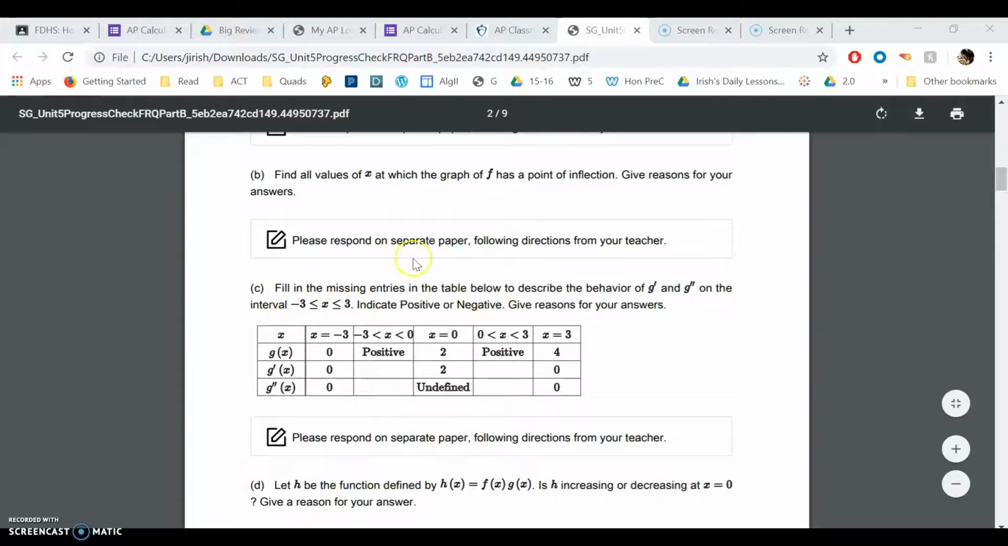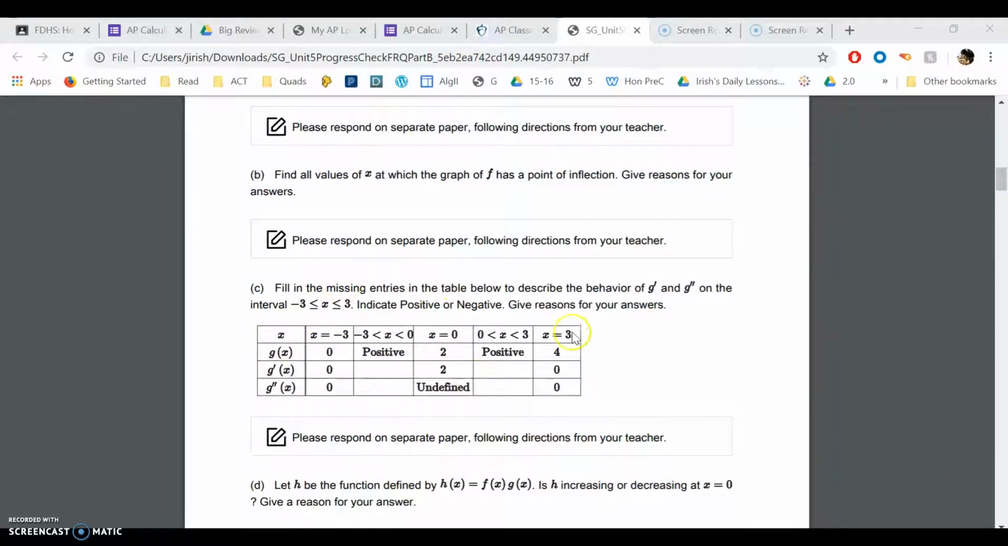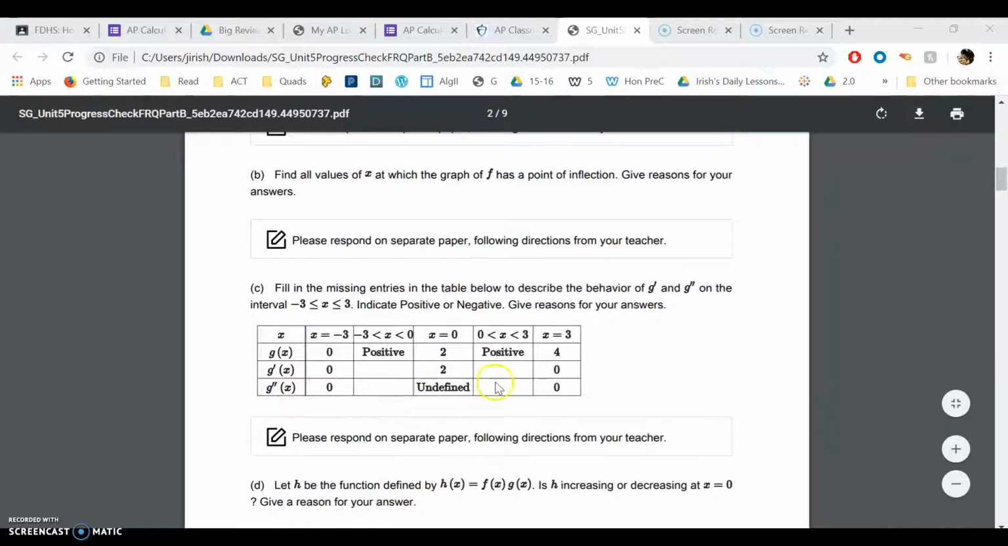We're going to do C and D real quick to finish up this problem. It has this chart right here we have to fill out about G, G prime and G double prime. What's going on between -3 and 0 and 3? It gives us the values at certain x, but we just have to figure out the tendencies. So let's take a look, shall we?